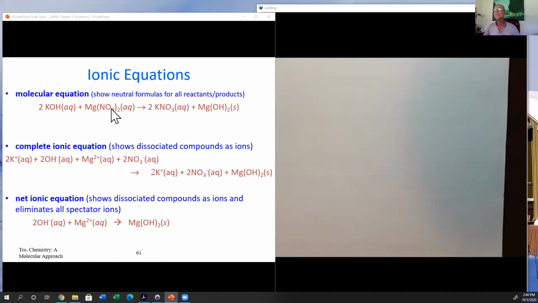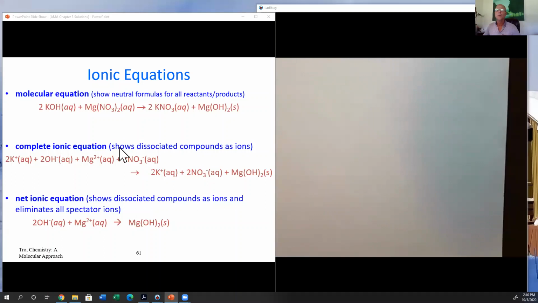And again, magnesium nitrate, it's soluble, right? And so does it exist with magnesium nitrate units? No, right? Instead, you have magnesium ions and nitrate ions, all right? The only thing that exists together is the solid because it's formed a precipitate. So magnesium hydroxide is a solid and you keep that together. Potassium nitrate is soluble, so you separate those as well. This is called the complete ionic equation, all right?